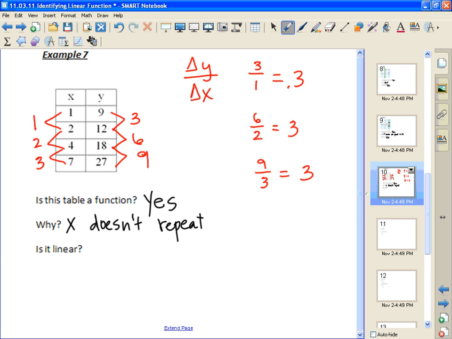So because we were able to reduce and get the same value each time, it has a constant rate of change and therefore is linear. So our answer to this question right here where it says, is it linear, is yes, it's linear because it had the constant rate of change each time.